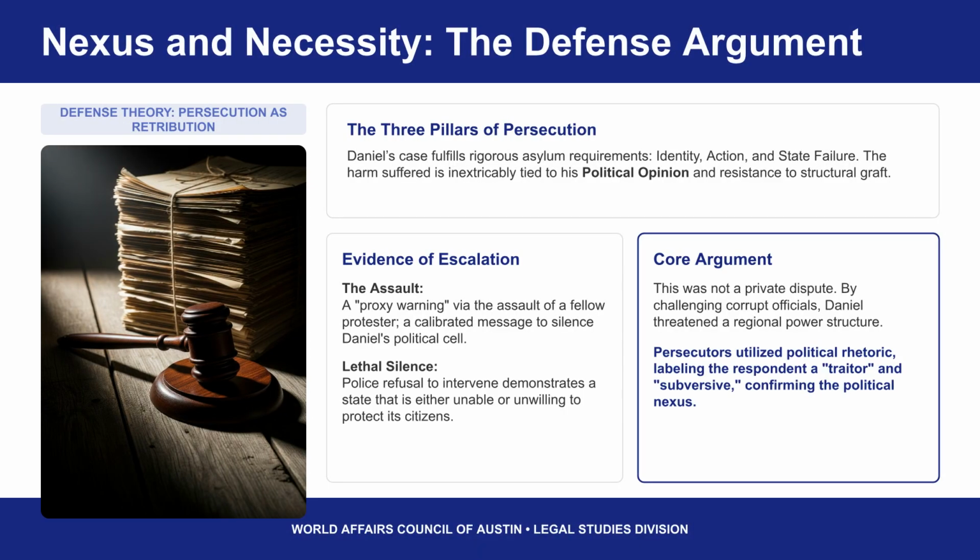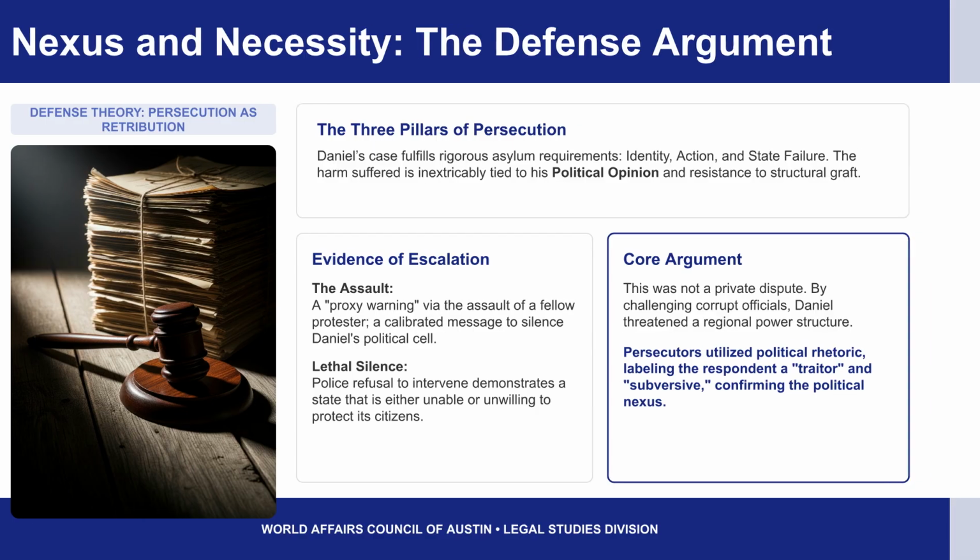The defense argument centers on nexus and necessity. Daniel's persecution is retribution tied to his political opinion. The core argument highlights that persecutors used political rhetoric like traitor and subversive, confirming the political nexus.